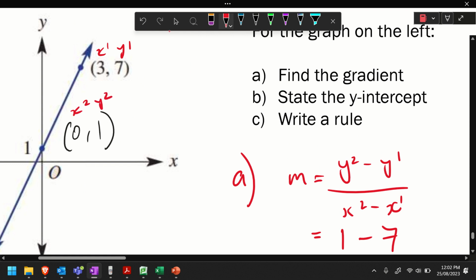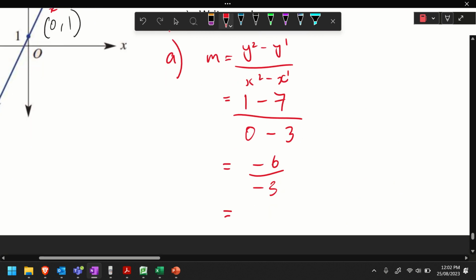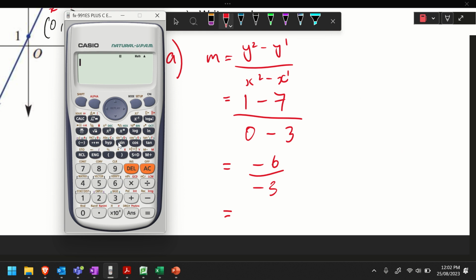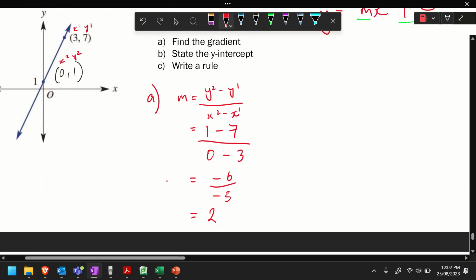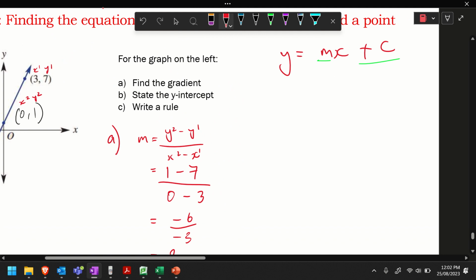All right, so putting that in, we're going to go 1 minus 7, which is negative 6, over negative 3. If you use your calculator, and you're confused about this, put it all in your calculator: 1 take away 7 over 0 take away 3. And it should be 2. So the gradient will be 2. Even if you did it the other way around, you should still get the gradient of 2. So in my formula, m should be 2.